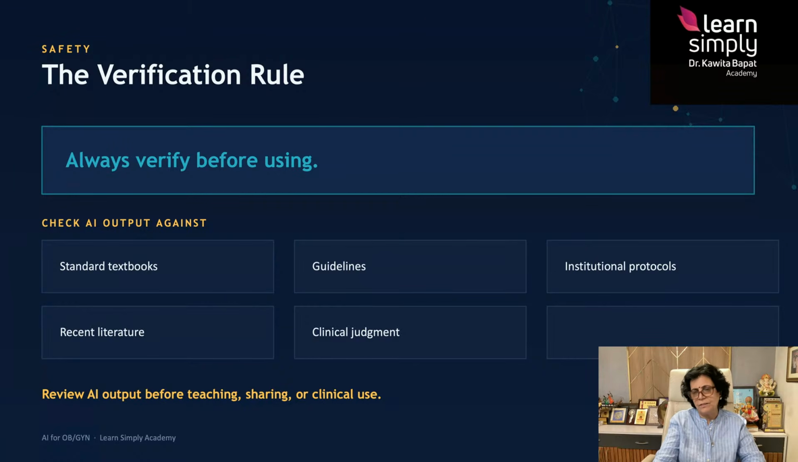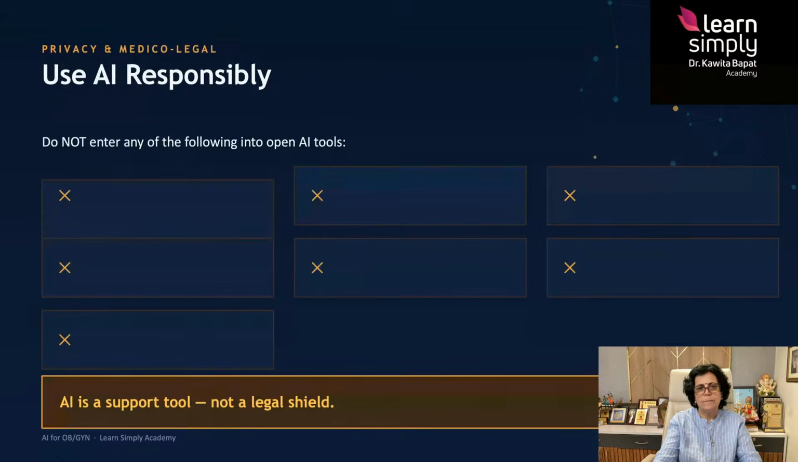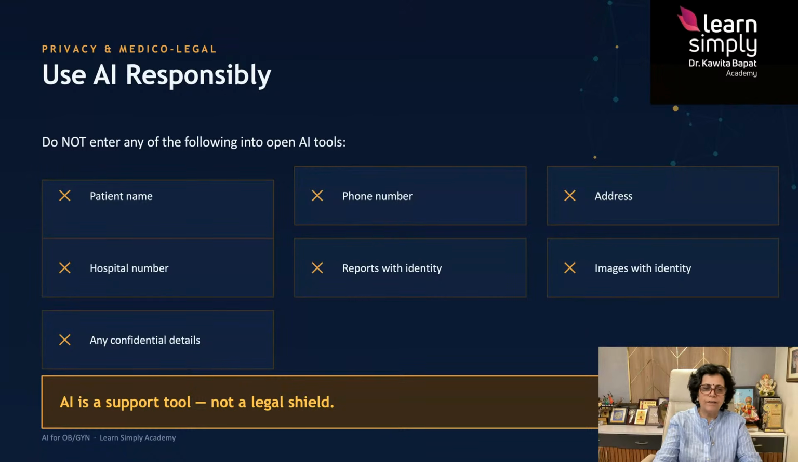And clinical judgment, which is really our domain, and we should follow it. And patient context. For example, what sort of patient: an 8th class educated patient and an MA educated patient. We should differentiate between both types of patients while giving them information. So review AI output before teaching or sharing in clinical use. Then use AI responsibly. Do not enter any of the following into open AI tools. It's our responsibility. We should not enter the patient name, phone number, address, hospital number, reports with identity, images with identity, and any confidential information.